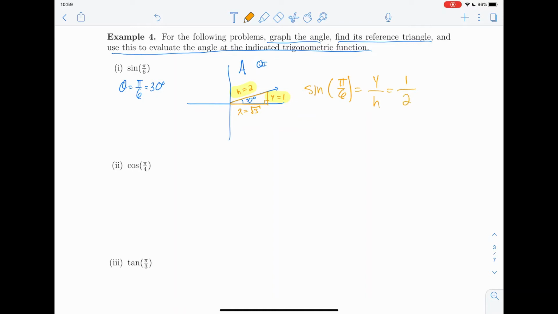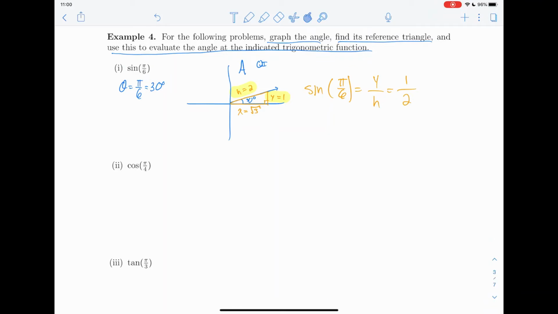So again, just to reiterate the process here, we started with sine of pi over 6. We drew a picture of that angle. We built the reference triangle. We filled in the data for the sides of the reference triangle. We then figured out what the sine of that reference triangle is. It was 1/2. And then we used the ASTC, all students take calculus, in order to verify for ourselves that indeed, okay, sine is positive. Good.